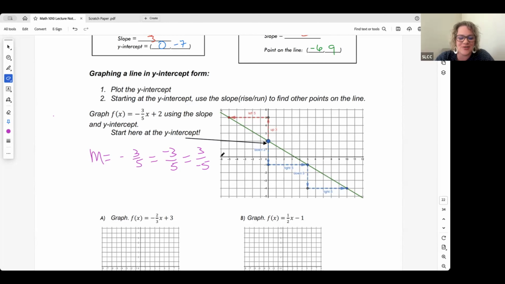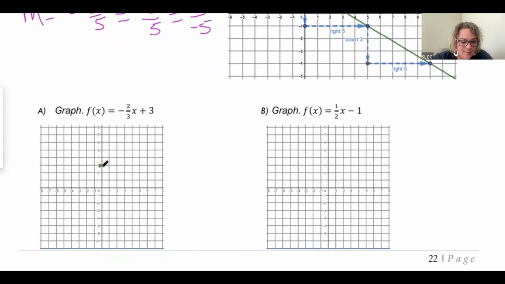Let's try it. Where do I begin? At 3. Where do I begin here? At -1. How do I move in my first graph? So down 2 to the right 3, or you could go up 2 to the left 3. Notice that's forming a line. What about this move or slope? Up 1 to the right 2.